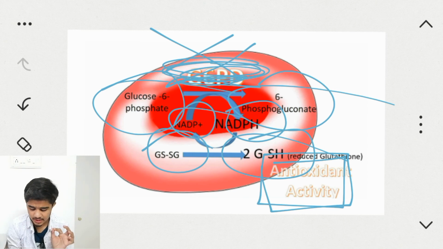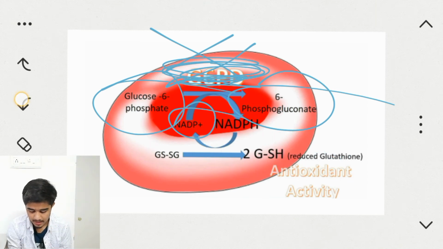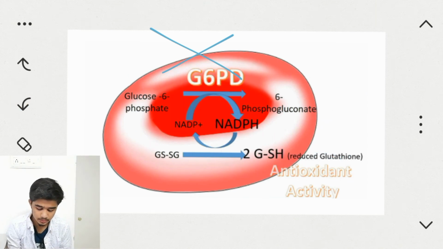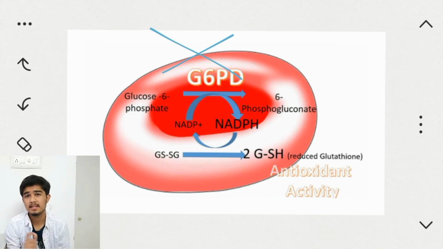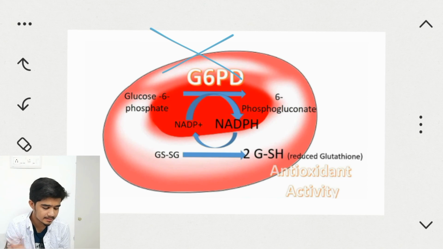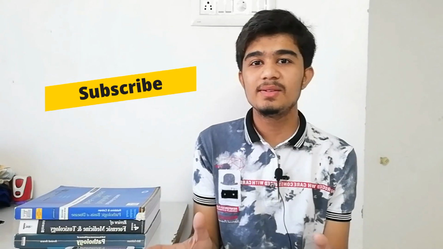The gene is located on the X chromosome. That's why G6PD deficiency is more commonly seen in males, not females. Rarely is it seen in females, but more commonly, since it is X-linked recessive, it is seen in males. Yeah, that's today's short video.